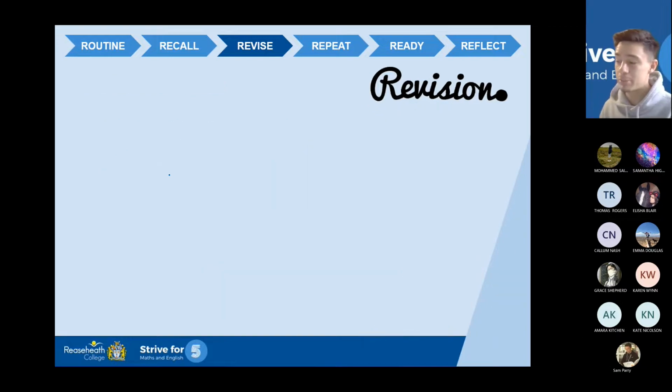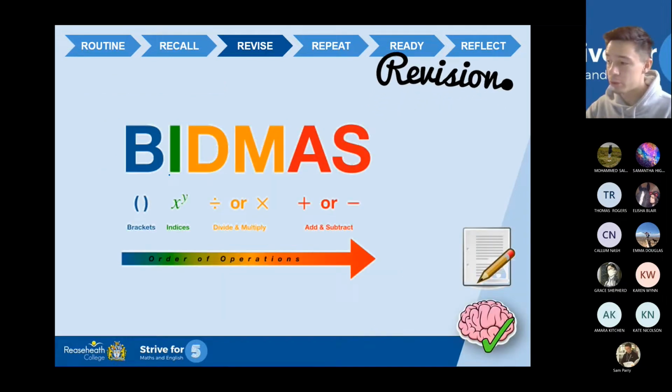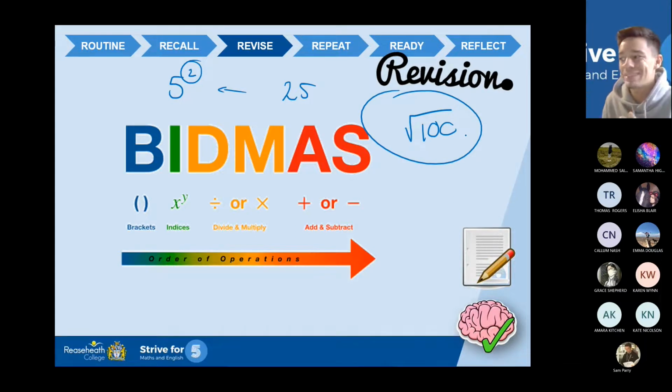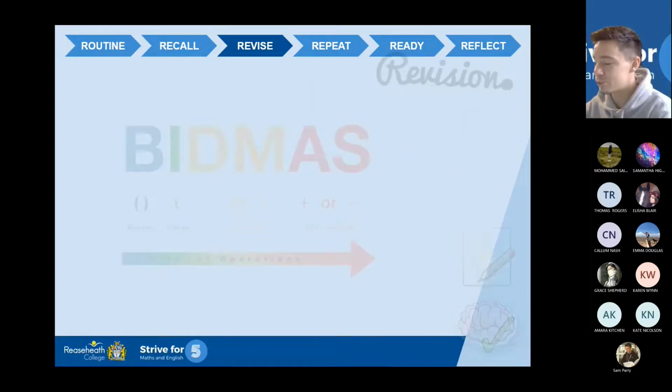So essentially, what does BIDMAS mean? Certain symbols are more important than others. So if we see a set of brackets, do them first. Indices are things like 5 squared, for example. We do that first. So 5 squared would be 25, for example. Okay, another example of an indice, you might see something like this. That is also known as like others, not an indice per se, but it's another symbol that we need to focus on. So brackets, an indice, divide, multiply, addition, subtraction.